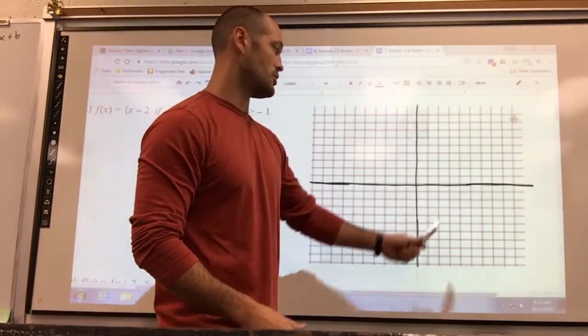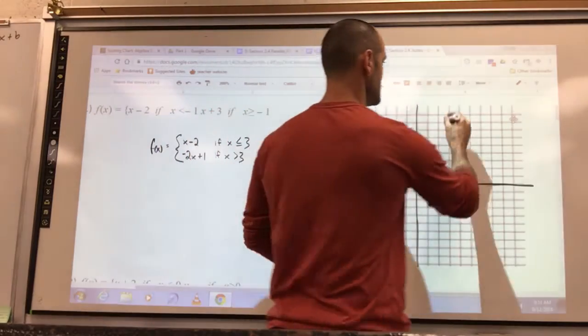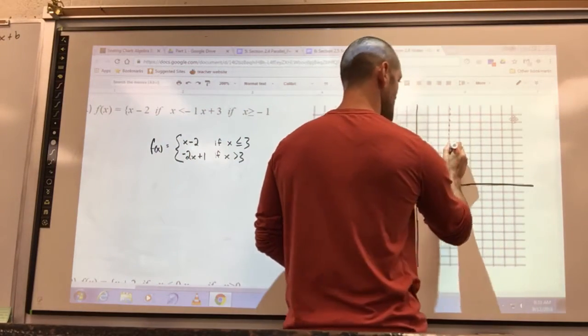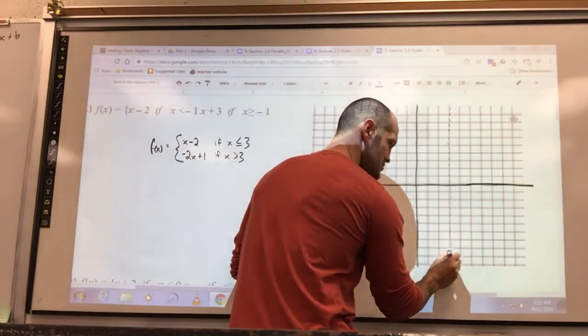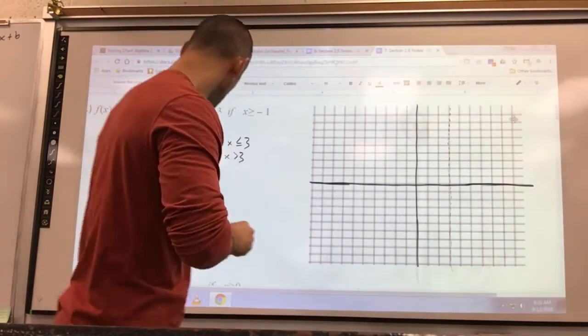So first thing I'm going to do is I'm going to go to my graph. I'm going to find where my x value is 3, and I make my wall there. I'm going to make it dotted because essentially this is not a part of my graph, but it is going to help me a tremendous amount when I actually go and do my graph. Hopefully that brown's coming through.